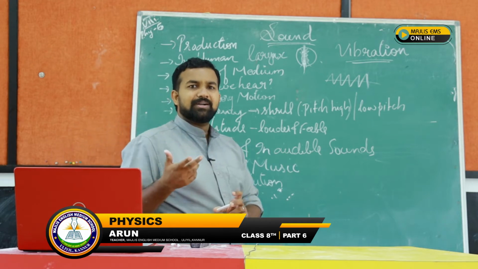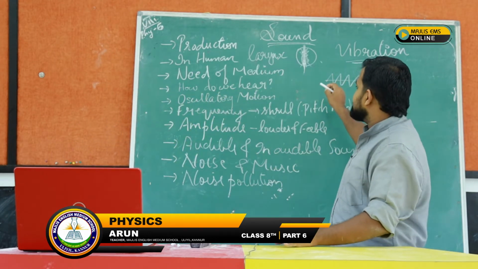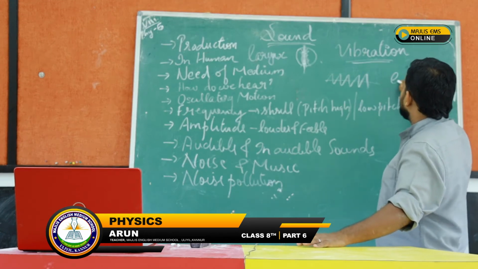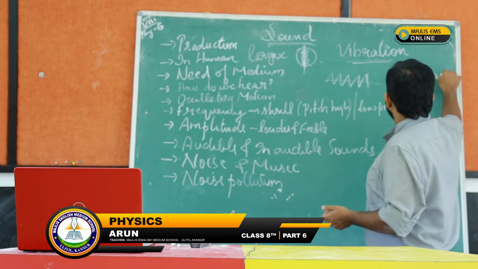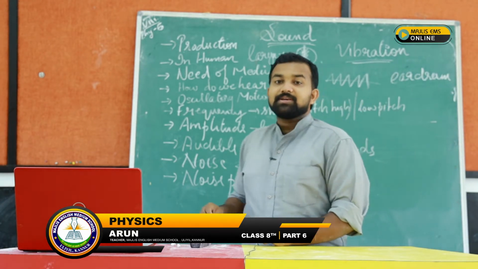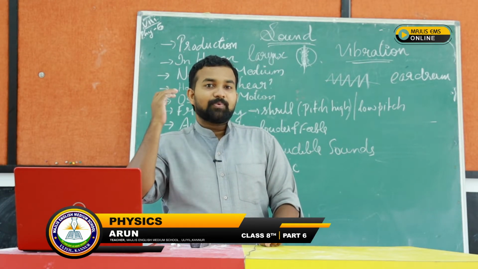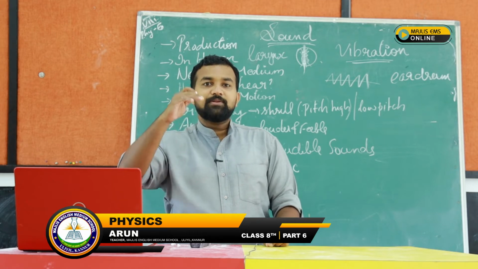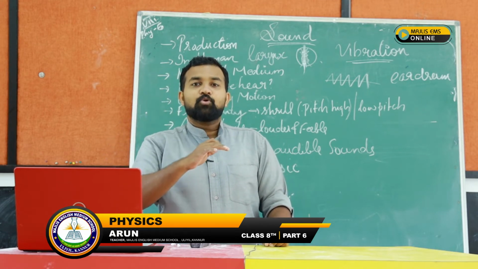And how is it heard? How is the sound heard in our ear? In our ear, there is something called the eardrum. We will study this in detail in the next higher classes. This eardrum will vibrate when the sound is heard. The sound will move in a wave. Sound will be moving as a wave.